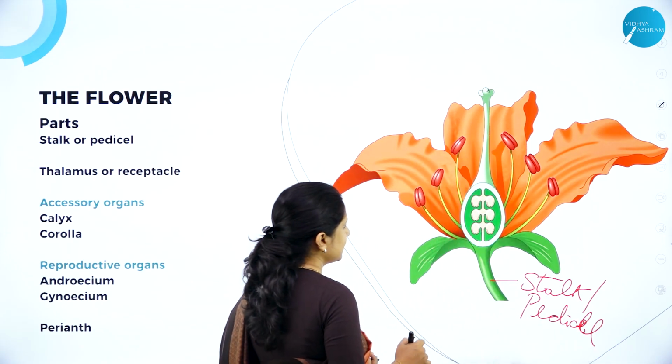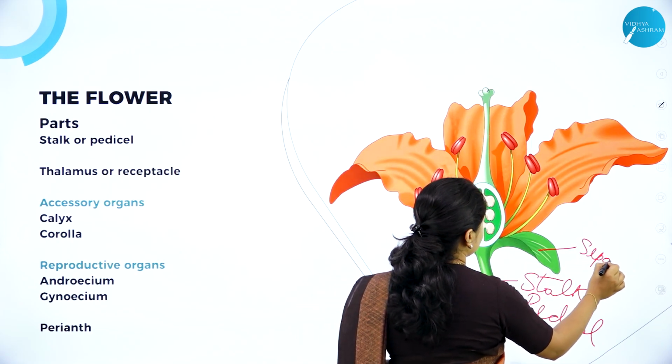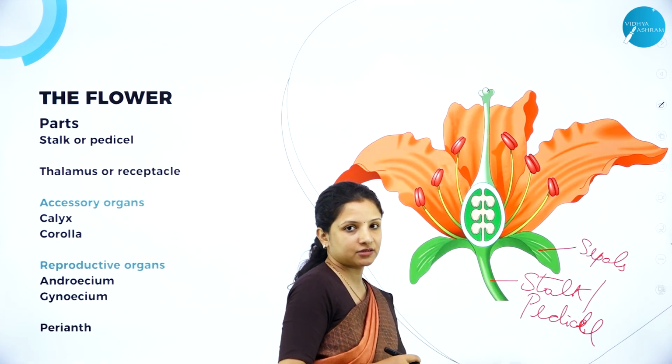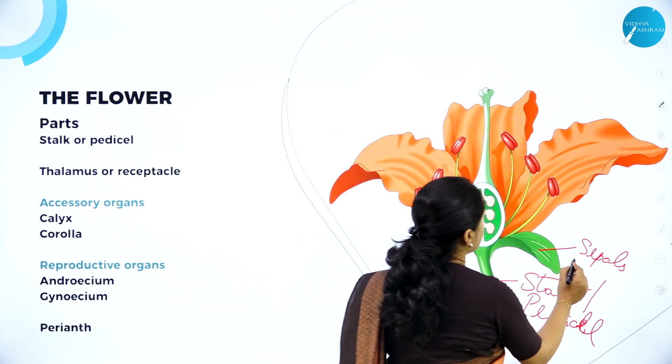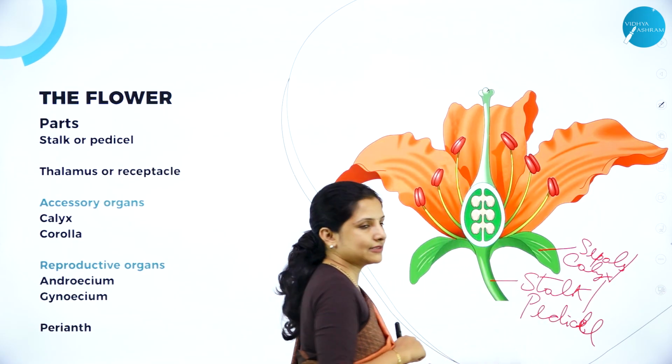Also called the pedicel. Then after the pedicel come the sepals. Sepals are small leaf-like structures. They are also green in color, and they are also called the calyx.